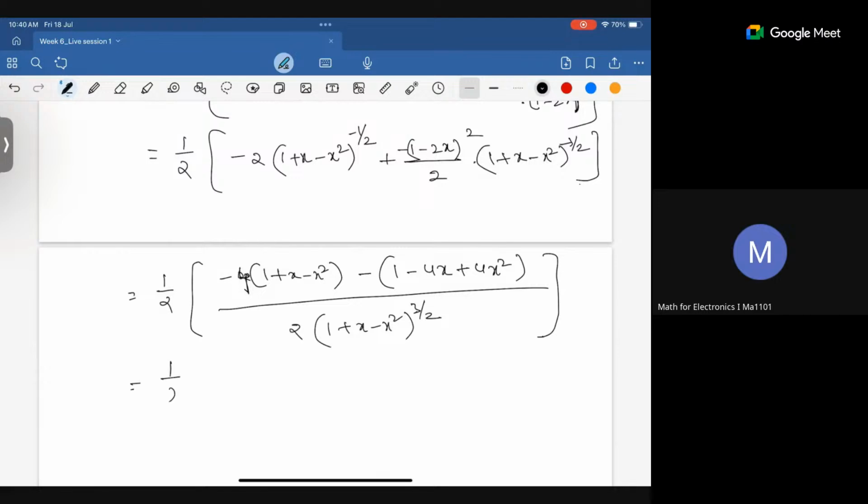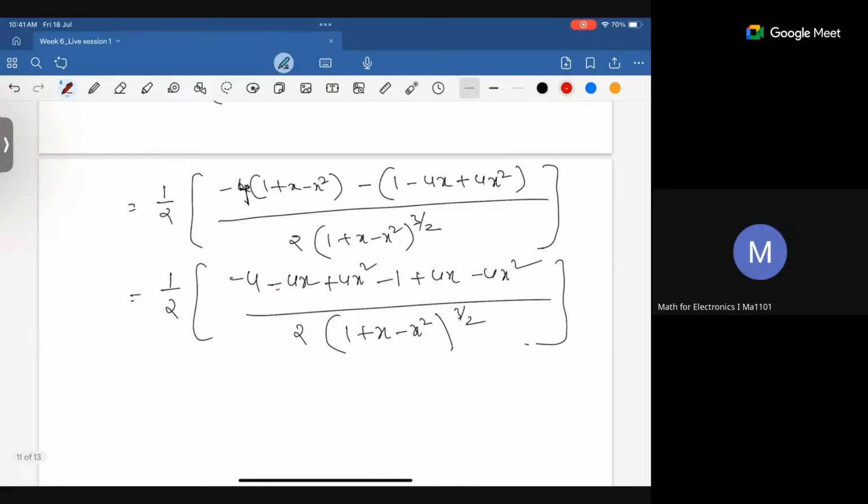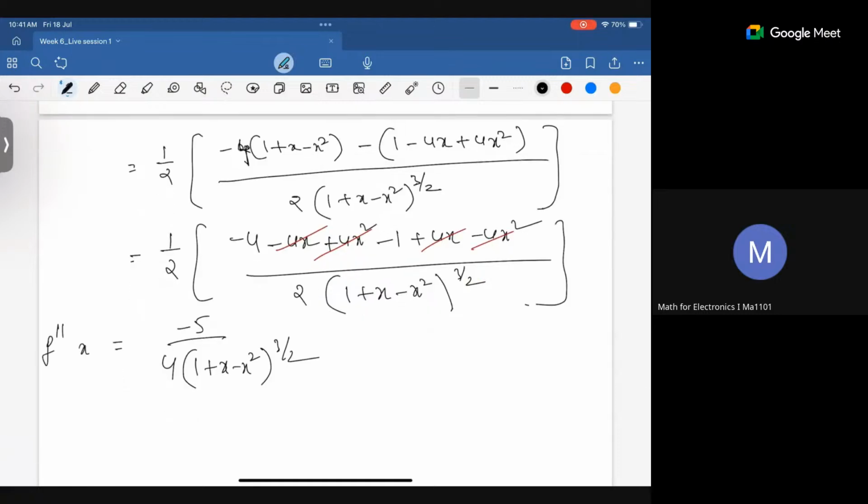Okay, so I'll have to simplify this. Minus 4 minus 4x plus 4x square minus 1 plus 4x minus 4x square whole divided by 2 into 1 plus x minus x square whole power 3 by 2. Now you can see minus 4x plus 4x, and 4x square minus 4x square will get cancelled out. All we'll have is minus 5 by 4 into 1 plus x minus x square whole power 3 by 2. So this is f double prime of x.